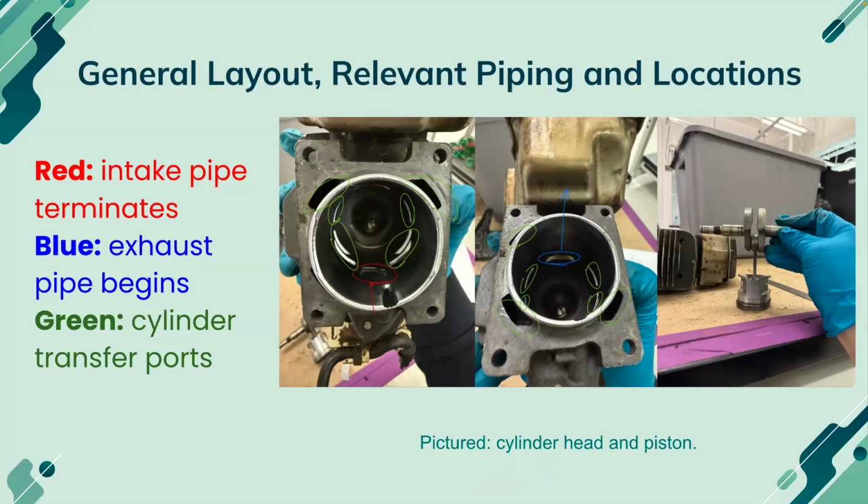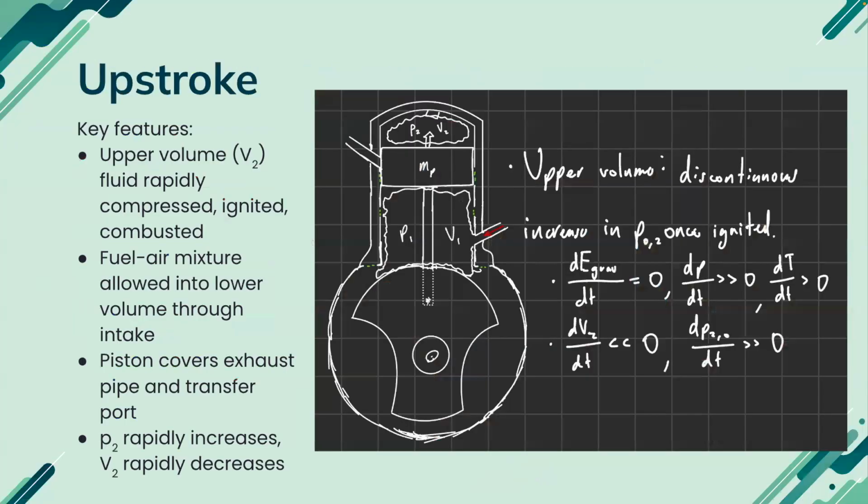The piston on the right looks as you might expect, with the main cylindrical portion attached to the crankshaft. During the upstroke, the piston's upward movement compresses control volume V2 of fuel air mixture, while it's ignited by the spark plug at the top, which discontinuously increases the static pressure, volumetric kinetic energy, and in turn its stagnation pressure P2 naught. At its peak height, the piston covers both the transfer port and the exhaust pipe.